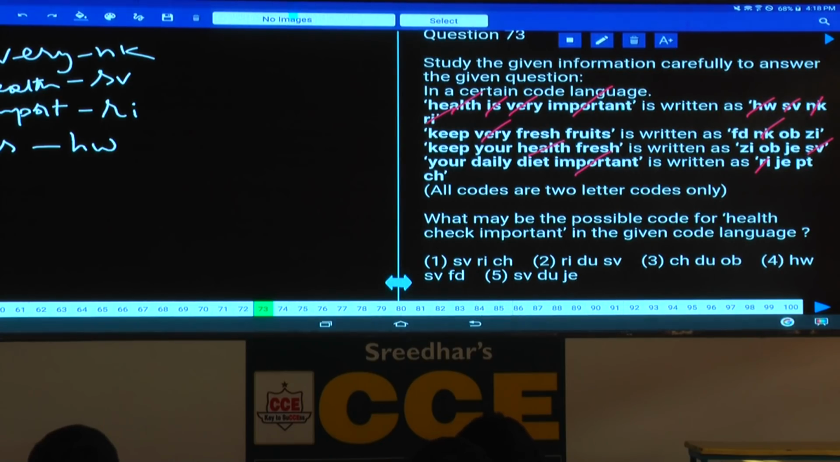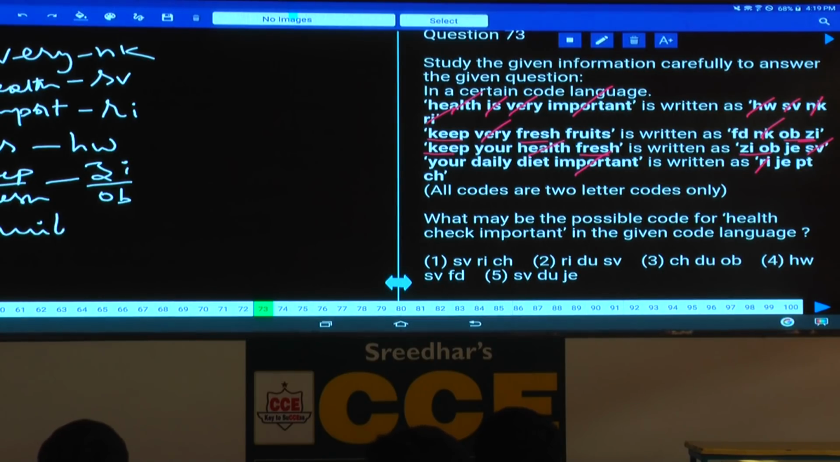Then compare the second and the third statement. "Keep fresh fruits." Here "keep" and "fresh" are the two words which are common. Hence the code for these two cannot be identified individually, because two words are common and two codes are common. The codes which are common are ZI and OB. ZI and OB are the elements for "keep" and "fresh". Then what is the word which is left over here? "Fruits." And what is the code to the word "fruits"? Fruits is FD.